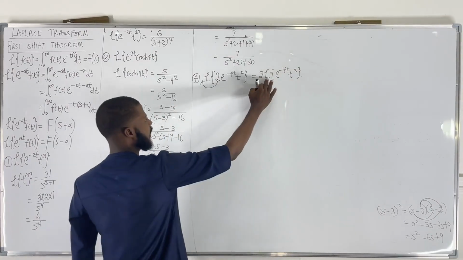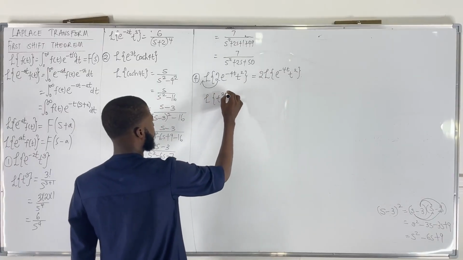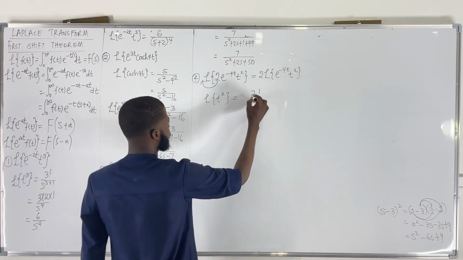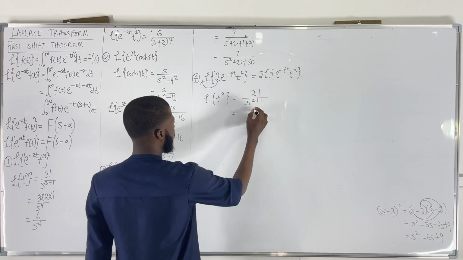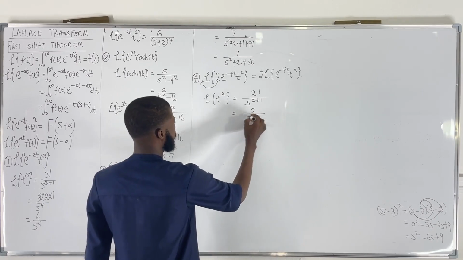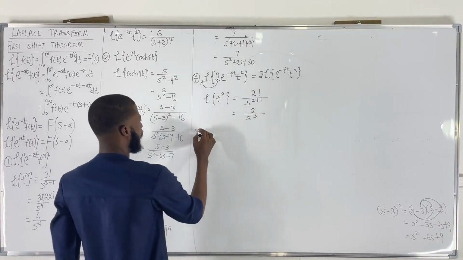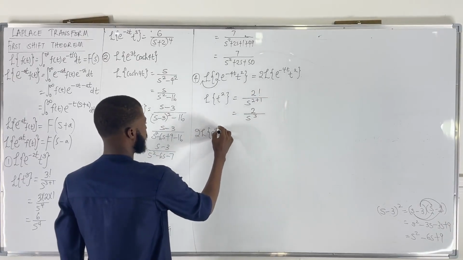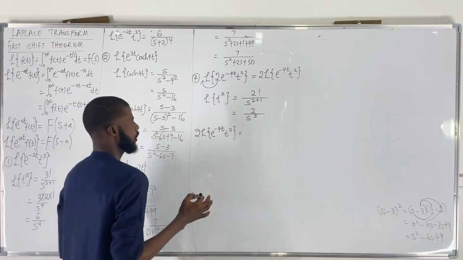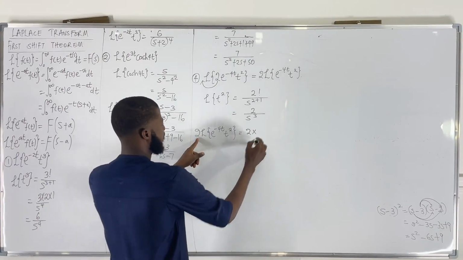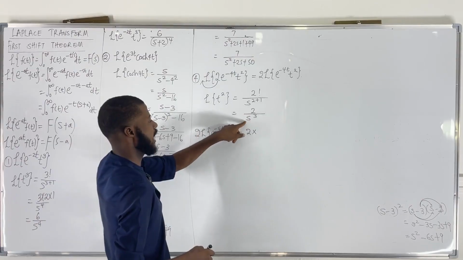So now let's find the Laplace transform of t to the power of 2. The Laplace transform of t to the power of 2 will become 2 factorial divided by s to the power of 2 plus 1. So 2 factorial is just 2 divided by s cubed. Now, to get this very answer, we have 2 Laplace transform of e to negative 4t t to the power of 2. I'm going to write my 2 first, times, now, t to the power of 2 gave us 2 over s cubed.